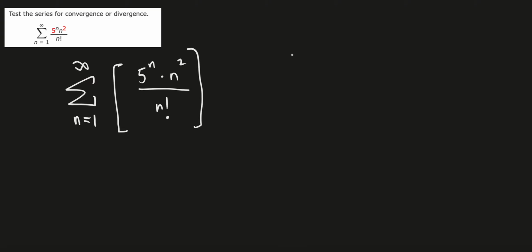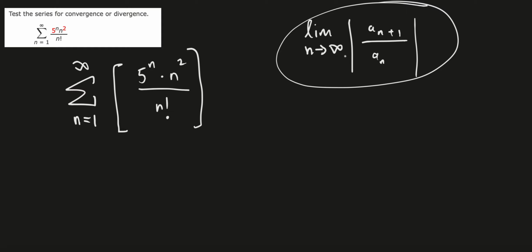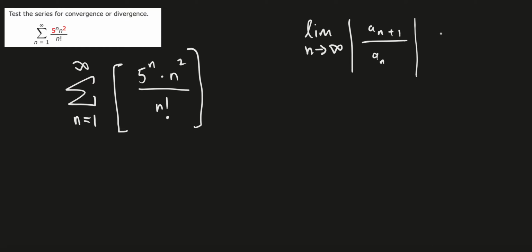The ratio test goes like this. If you have the limit as n approaches infinity, I'm just writing out the formula, a sub n plus 1 over a sub n. First of all, if this is less than 1, we are convergent. And actually it's absolutely convergent, but I'll just write convergent.